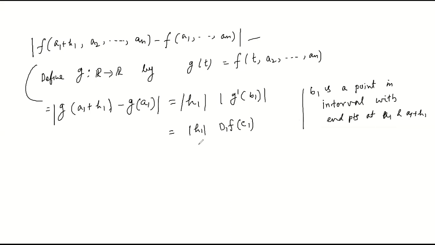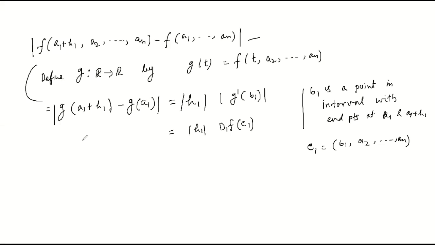Okay, and C1 equals G of B1, that is equal to (B1, A2, and so on, AN). And note that if H1 tends to 0, then C1 tends to the point A.